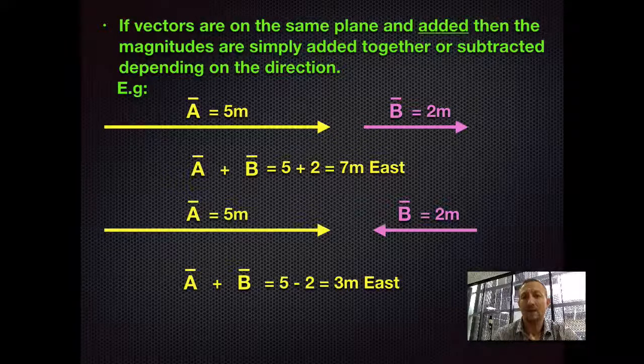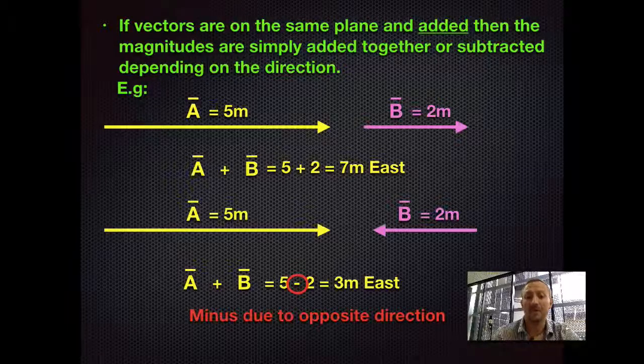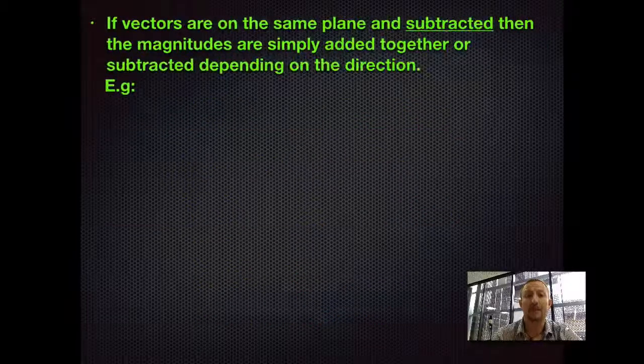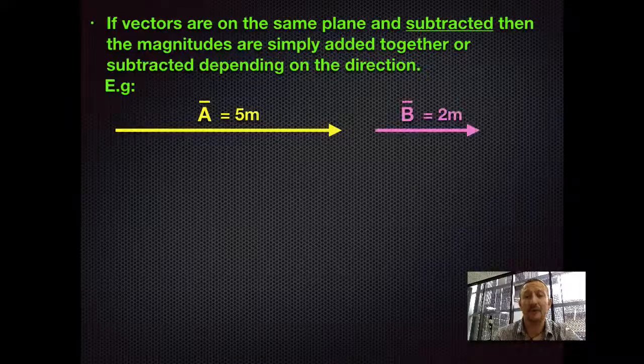So let's have a look at what happens when we do some subtraction. So all I've got there is the minus there is just showing that we're going in the opposite direction. So again, I'm using the positive and negative to denote the direction that I happen to be going in. All right, so we're going to subtract them now. So let's have vector A again, 5 meters. I've got my vector B, which is going to equal 2 meters, but I'm going to change my equation.